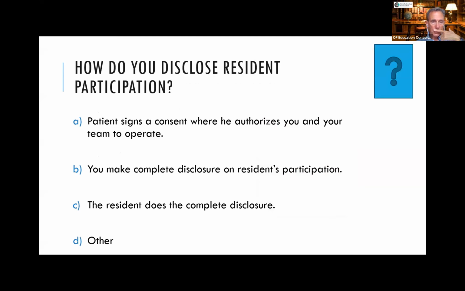This is a very important topic: disclosure of resident participation. And now I would like to know, how do you do this? How do you disclose resident participation? You just make the patient read a consent and sign. Or you say that he's authorizing you and your team to operate, or the resident makes the complete disclosure, or some other.